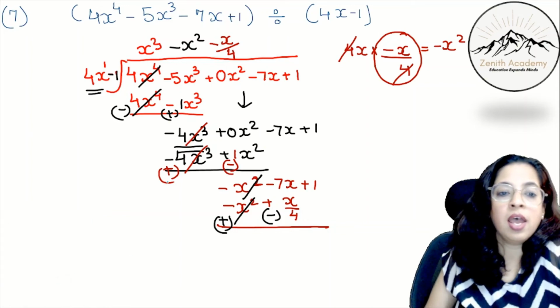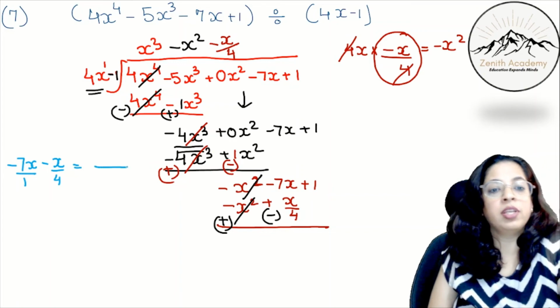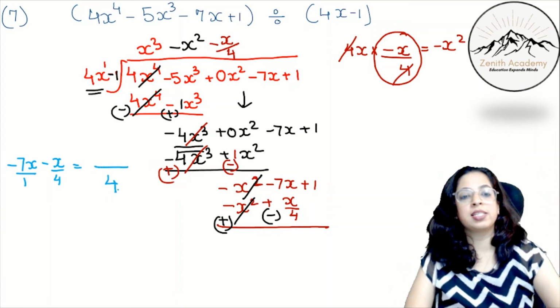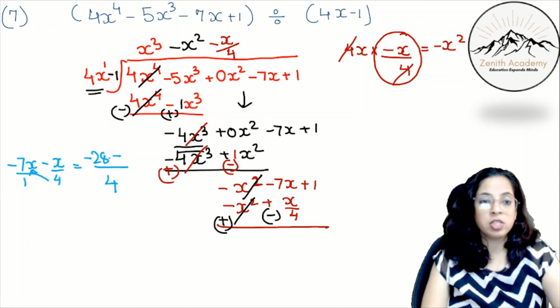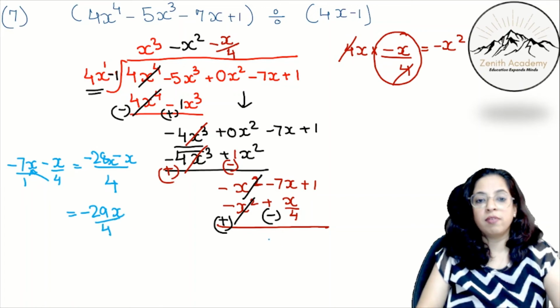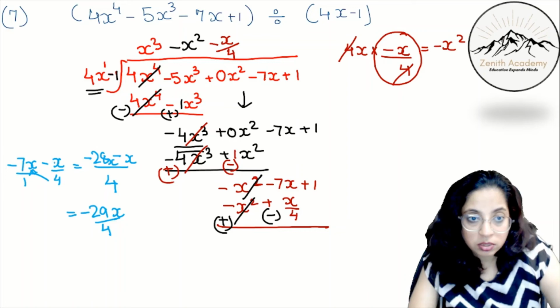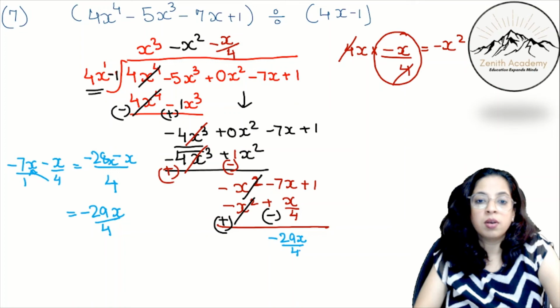Now, what I have is, I will just write it here. Okay. Now, I have minus 7x minus x by 4. So, what it will be if I put a 1 here? 4 will be the LCM. So, this is minus 28 because 7 4s are 28 and it will be minus. So, minus 28x minus x. So, it will give you minus 29x by 4, right? So, I will have minus 29x by 4 here and plus 1. I will carry this plus 1 down.